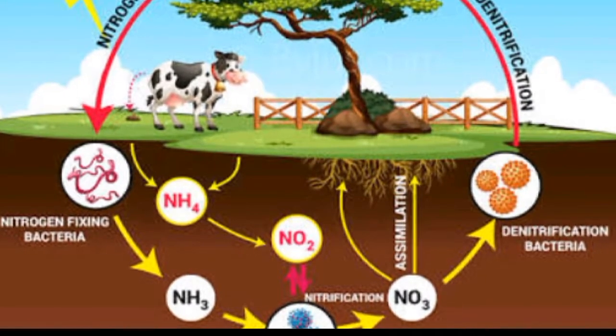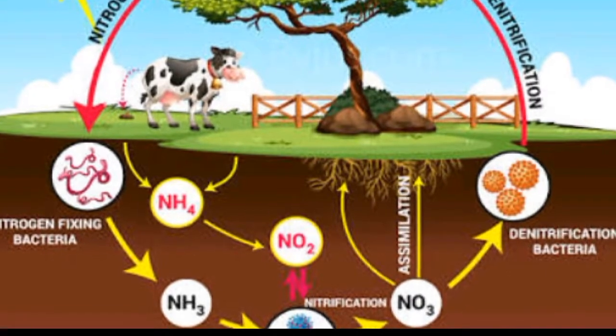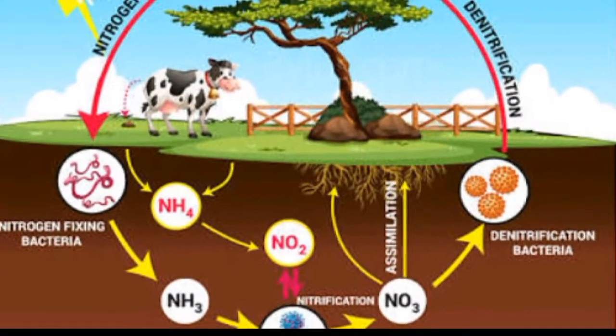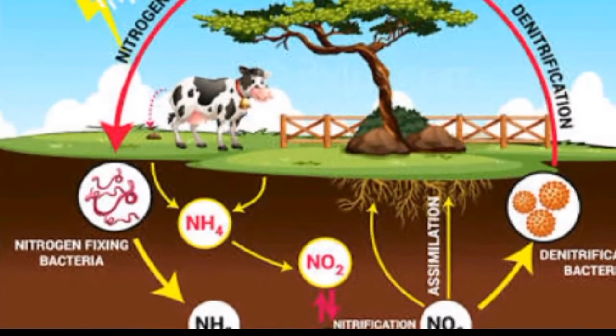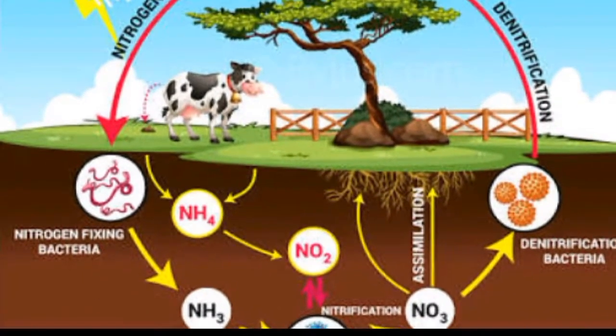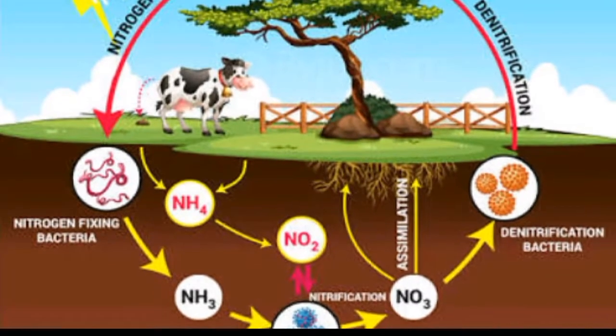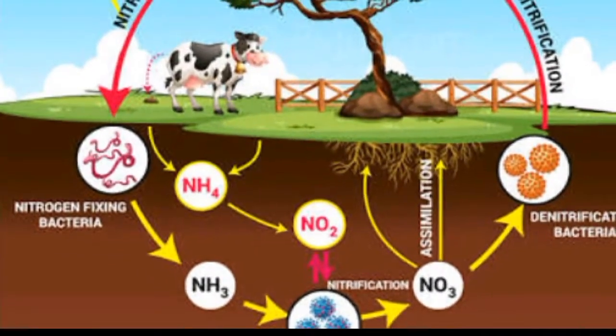Last but not the least is the nitrogen cycle. It has four steps. Nitrogen fixation, where bacteria convert nitrogen gas into ammonia, which plants use.